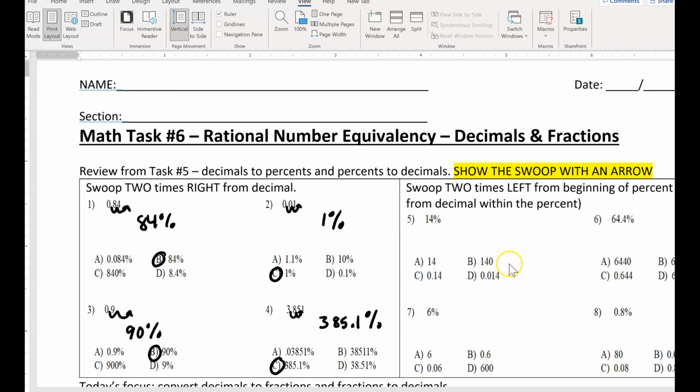On the other side, when we're going percent to decimal, we start from the beginning of the percent, and we swoop 2 times to the left. So once, twice. Again, try to put that arrow on so you know exactly which way you're going. So this should be 0.14. And special case scenario, remember, swoop from the decimal if there is a decimal in the percent. So here is a decimal in the percent, once, twice. This is 0.644. All right, you're going to do 7 in Edpuzzle, and you're going to do 8 in Edpuzzle.